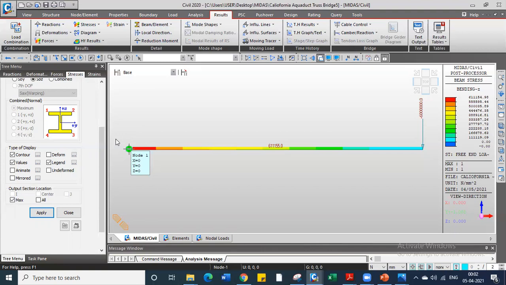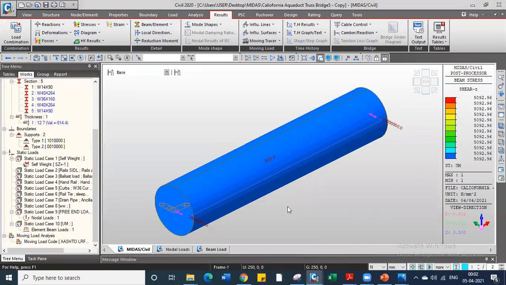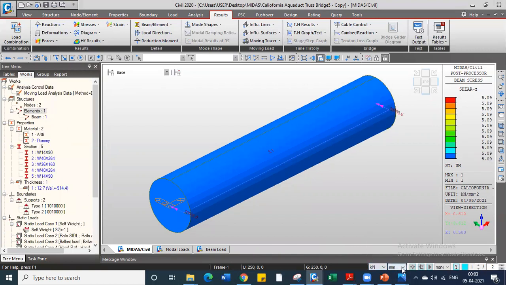When uniform moments are acting on the beam, the net bending moment acting on the beam is actually zero. As you can see in this one, here we have taken a circular cross section and a uniform bending moment of 3000 kilonewton meter is acting along the length of the beam. So in this case, the bending moment developed is zero in the beam.